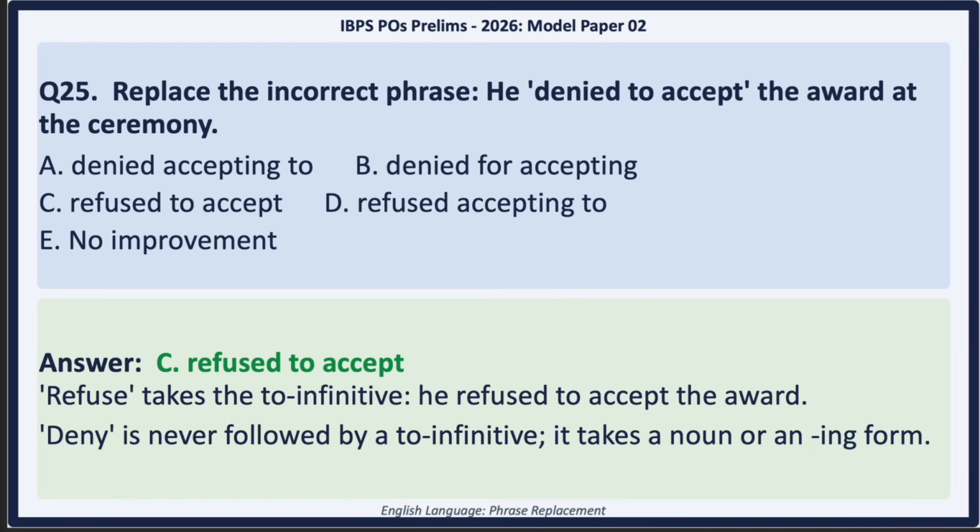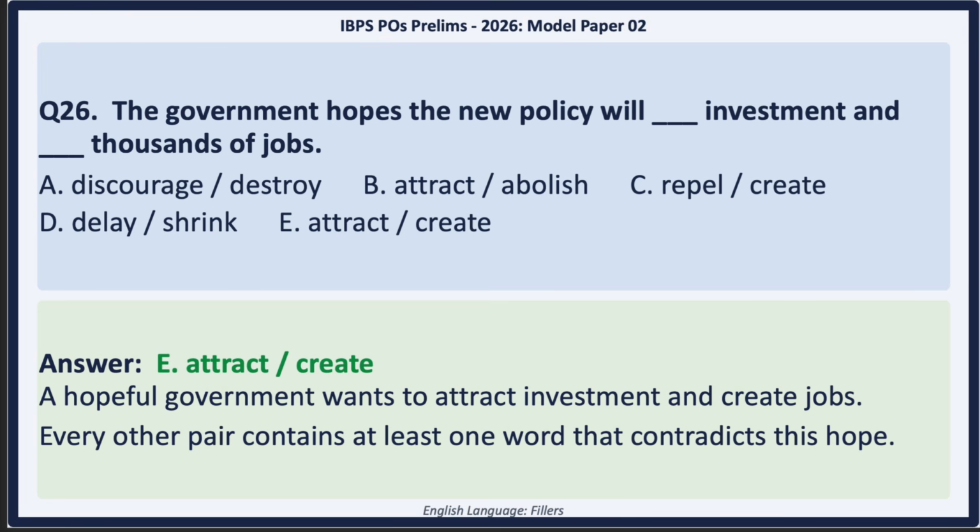Section 6, final polish. Questions 26 through 30 focus on fillers and word swaps. I kind of think of this as solving a math equation using words. That is an excellent analogy. Like, if the sentence has a positive vibe, you need positive vocabulary. Let's look at question 26.